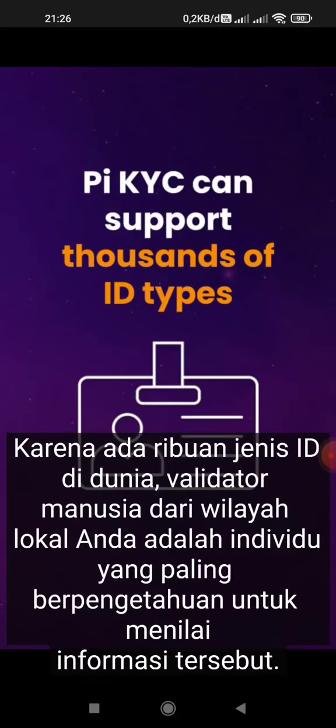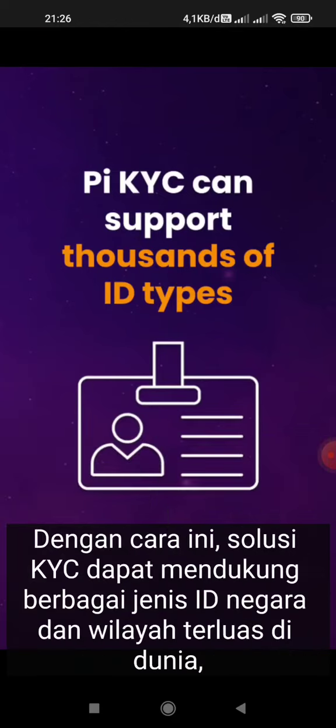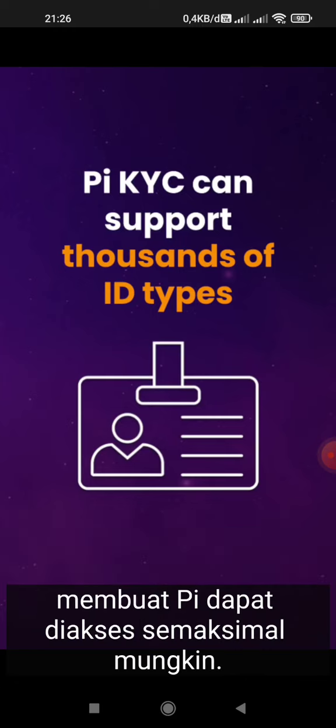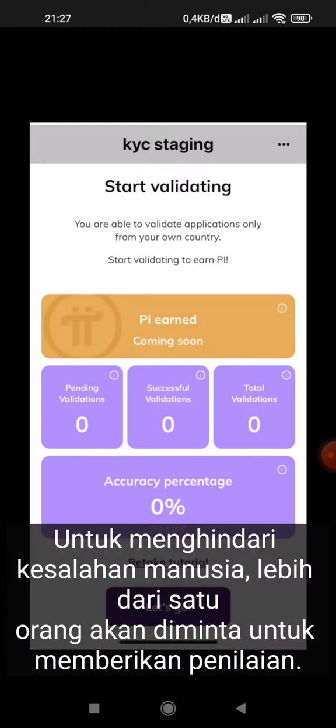As there are thousands of ID types in the world, human validators from your local region are the best knowledgeable individuals to assess that information. This way, the KYC solution can support the widest variety of countries and regions, ID types in the world, making Pi as accessible as possible. To avoid human errors, more than one person will be asked to provide an assessment.